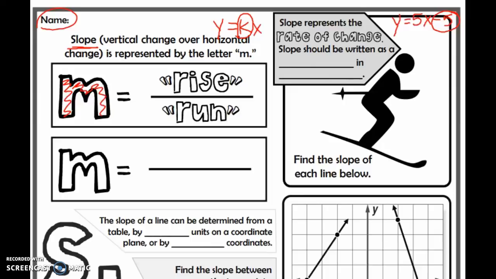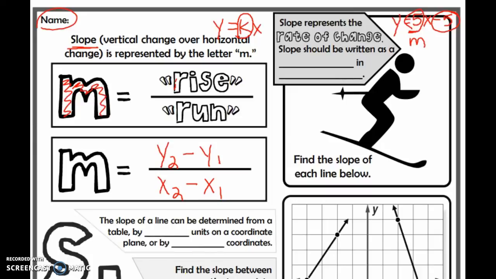When we have to figure out what the coefficient is in front of the x, that's called the m. And by m, we mean what is the rise compared to the run. Okay, so we find that by taking two y values and subtracting them. And then we divide that by two x values, the same corresponding x values.